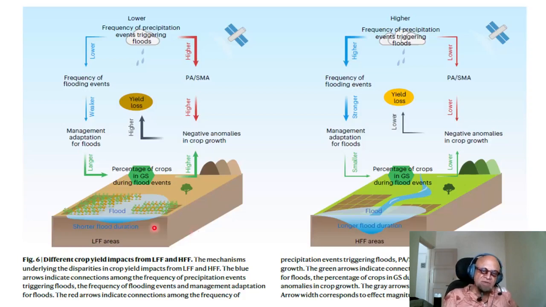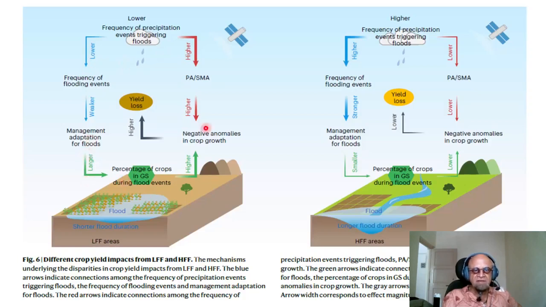So lots of information. LFF areas, shorter flood duration, higher intensity. So percentage of crops in the growing season during flood events. Okay, so you have a loop here. The percentage area is higher. Negative anomalies in crop growth. So you are coming from precipitation and SMA anomalies. The lower frequency of precipitation events triggering floods is higher. So not coming through the anomalies. Whereas if it is lower, then frequency of flooding events is weaker. Management adaptation for floods is larger.